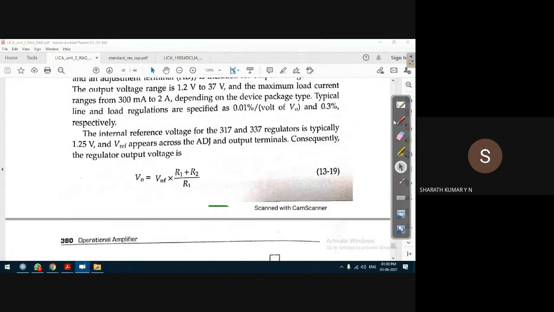The internal reference voltage for 317 and 337 is typically 1.2 volts, because they need a reference voltage with respect to which they are going to operate.